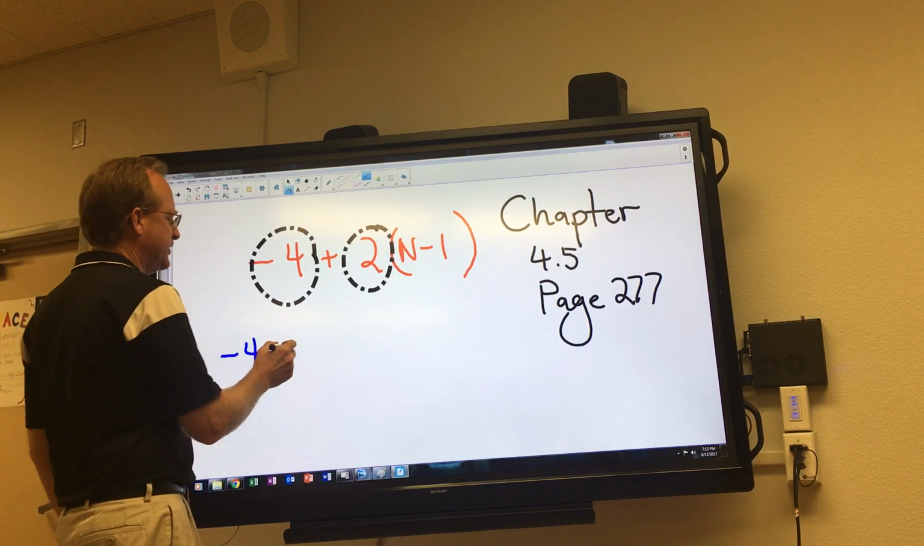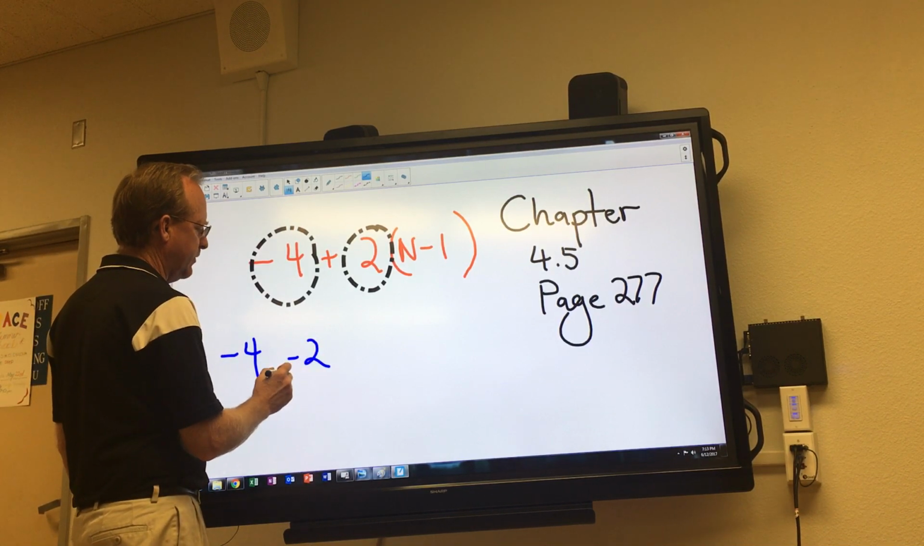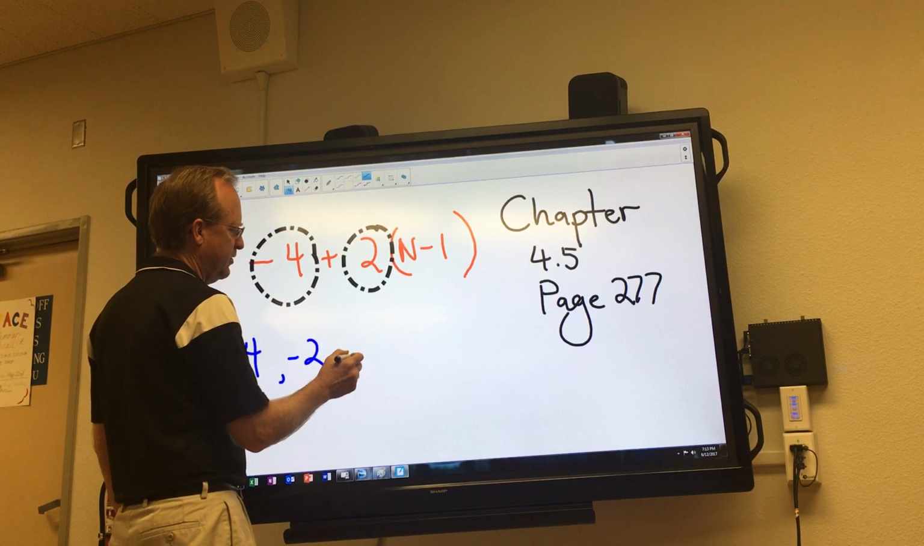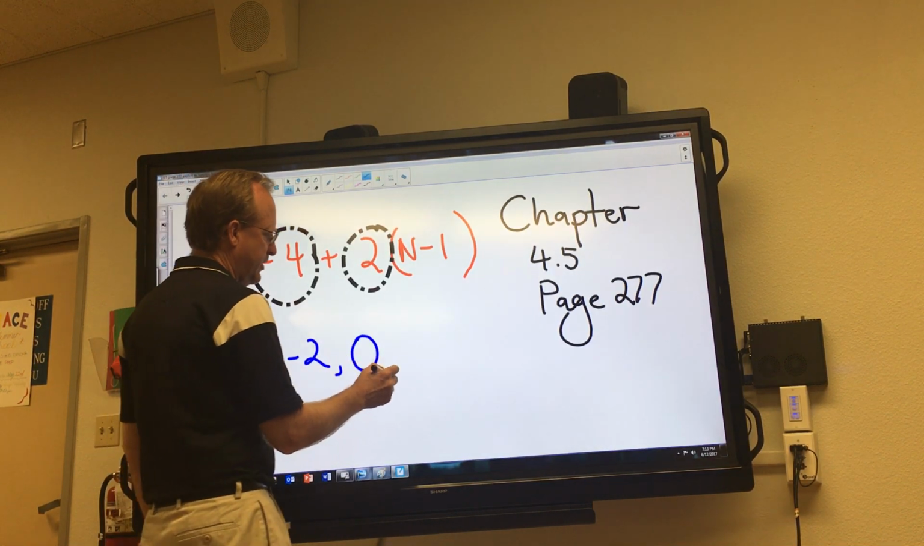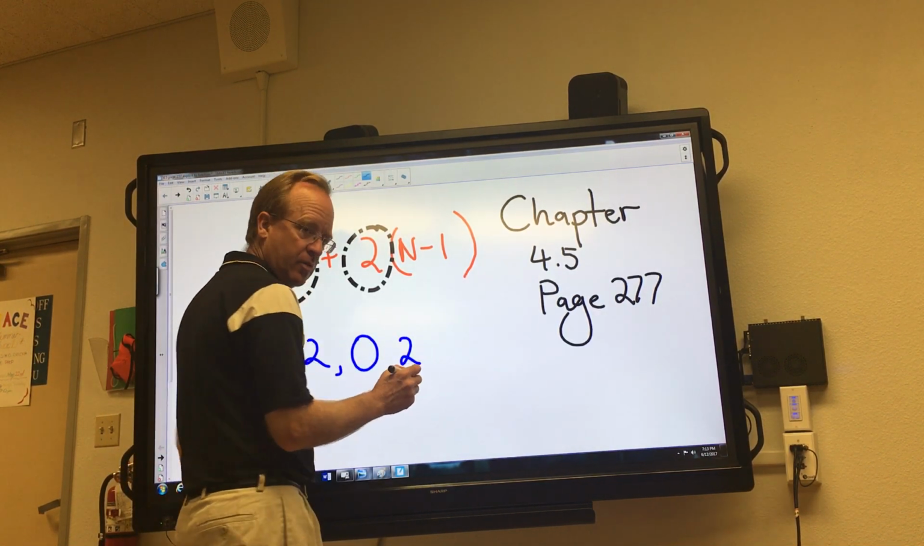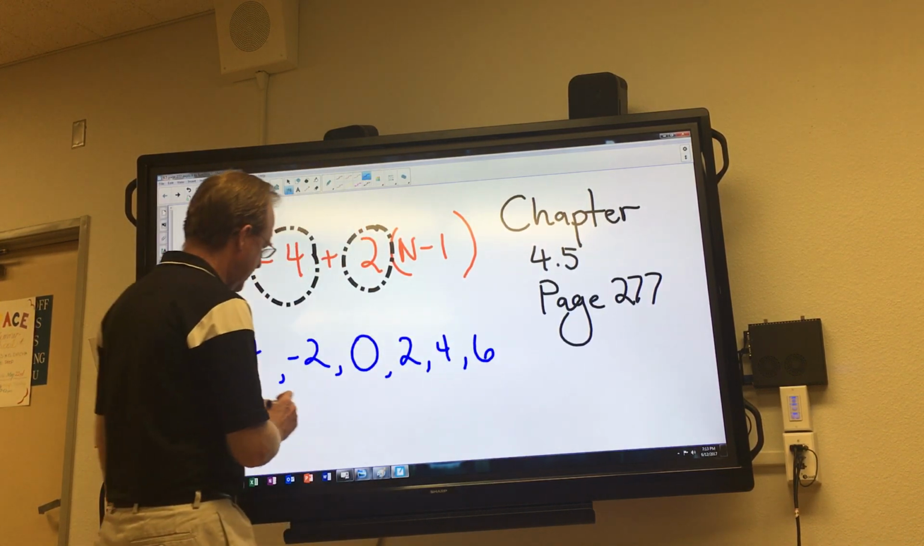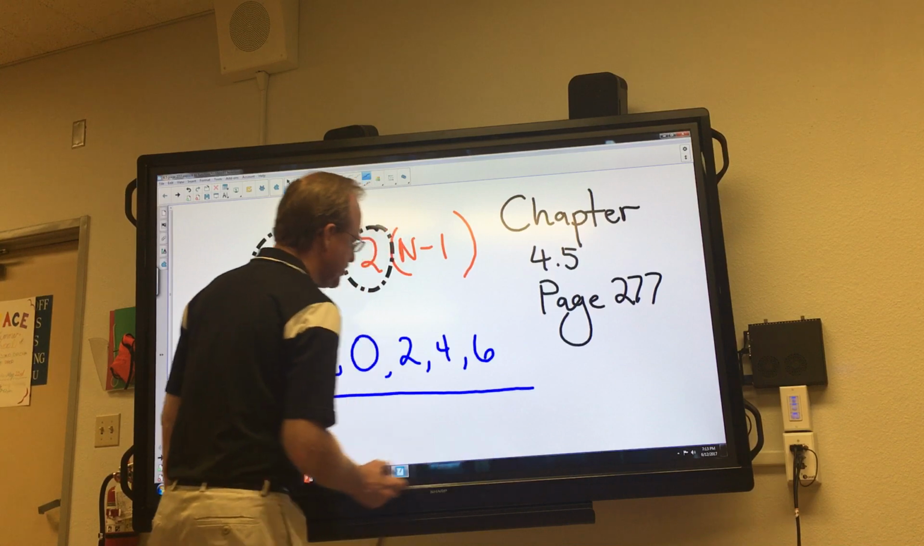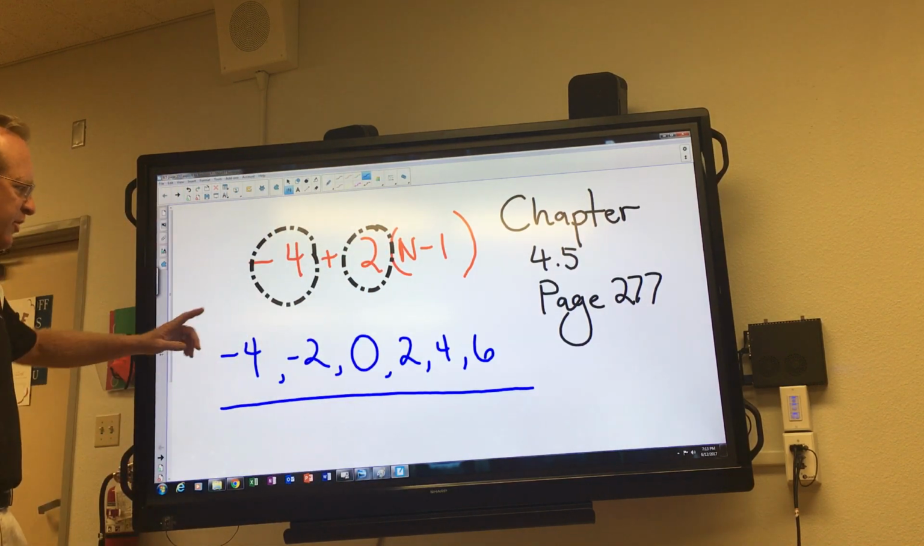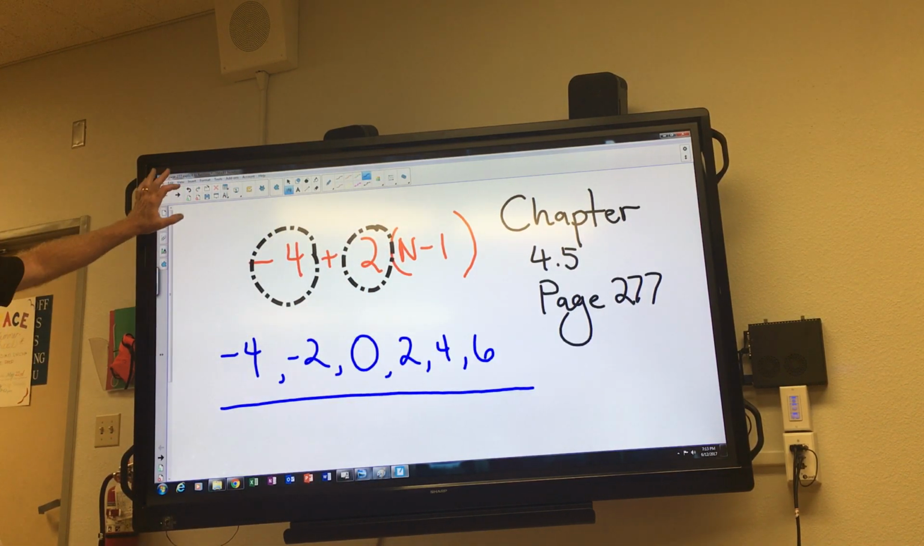So -4 plus 2 is -2. -2 plus 2, that's 0. 0 plus 2 is 2. 2 plus 2 is 4, etc. And so we've kind of reverse engineered the sequence from the explicit formula.